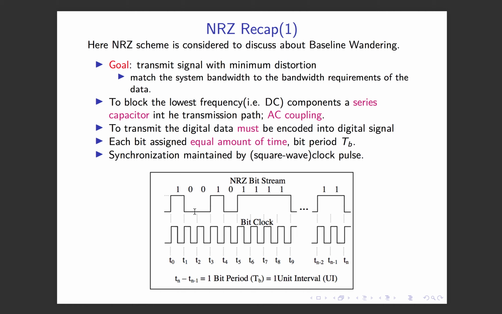But what is the goal? The basic goal is to just transmit with some minimum amount of distortion. And there's an interesting thing we can see here: match the system bandwidth to the bandwidth requirement of the data. I mean, there is a channel in which the data is fed, and there is a bandwidth needed to transmit the data. So we have to match both of these so that the transmission is efficient and a minimum amount of distortion results.